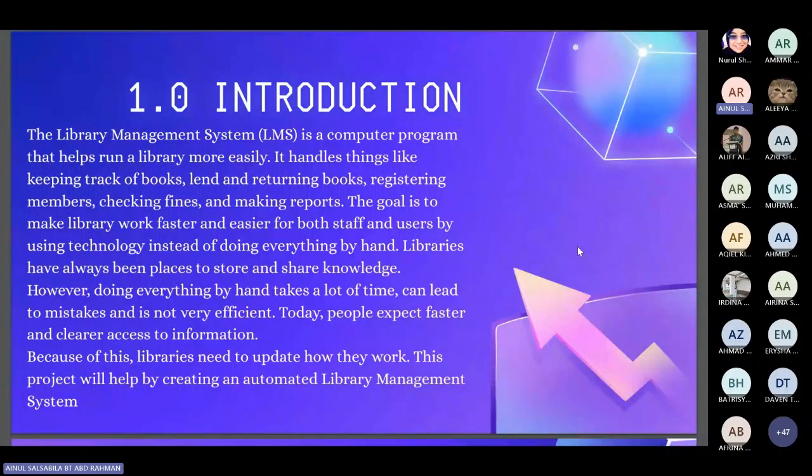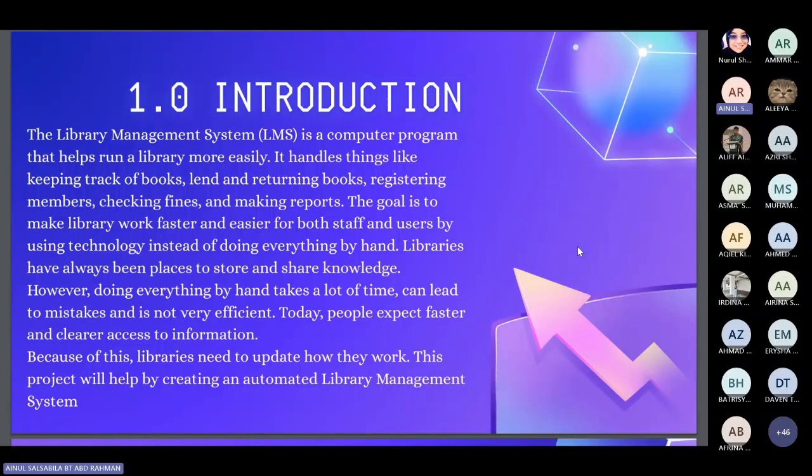It handles things like keeping track of books, lending and returning books, registering members, checking fines, and making reports. The goal is to make library work faster and easier for both staff and users by using technology instead of doing everything by hand. Libraries have always been places to store and share knowledge. However, doing everything by hand takes a lot of time, can lead to mistakes, and is not very efficient.